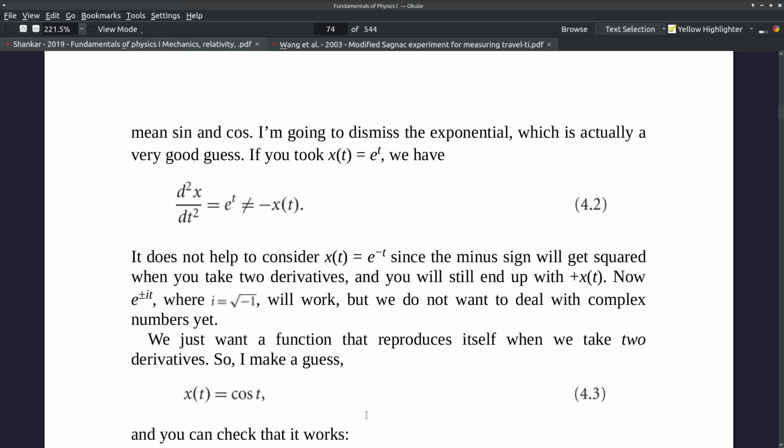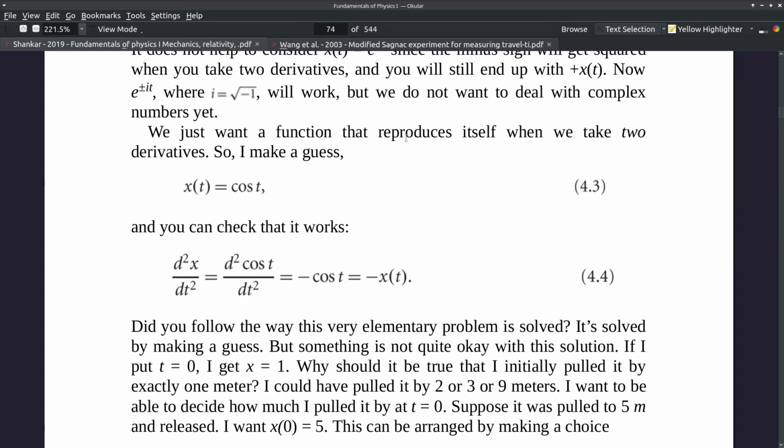Now, e to the power of plus or minus i t, where i equals the square root of negative 1, will work. But we do not want to deal with complex numbers yet. We just want a function that reproduces itself when we take two derivatives. So I make a guess: x of t equals the cosine of t, and you can check that it works. So we have our second derivative equals the, so we're taking the cosine of t.